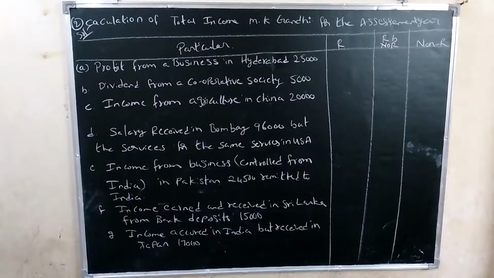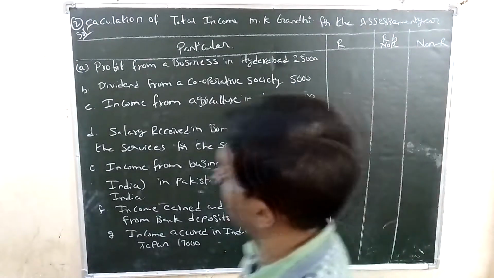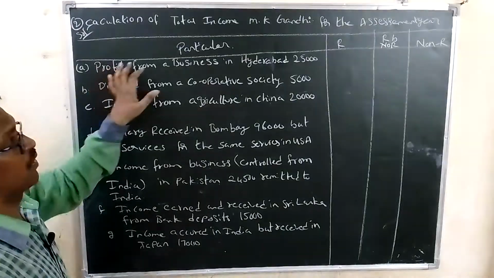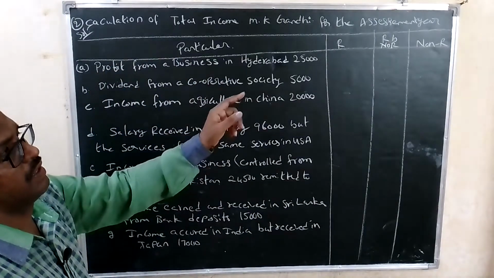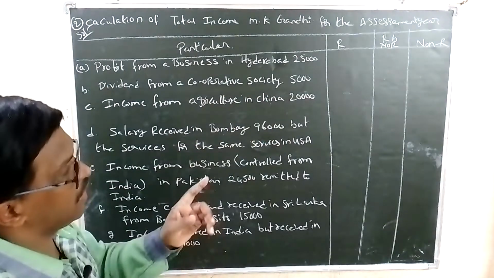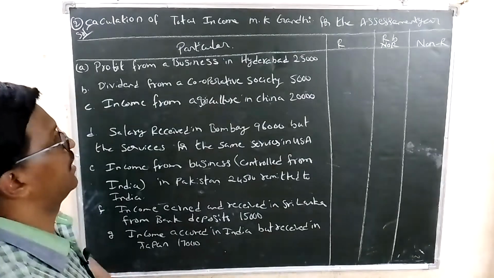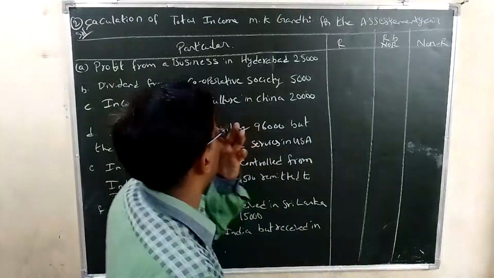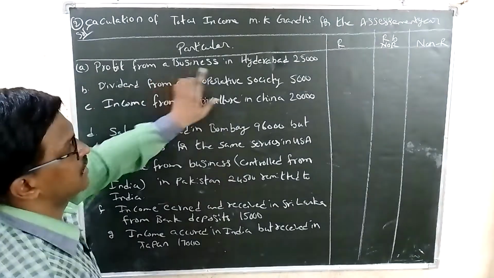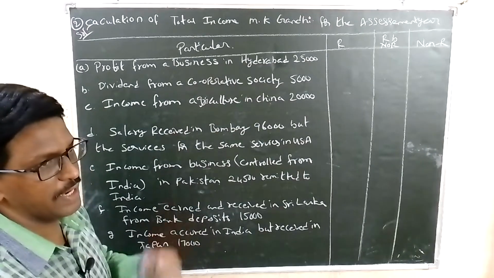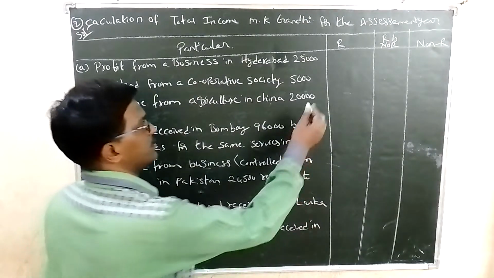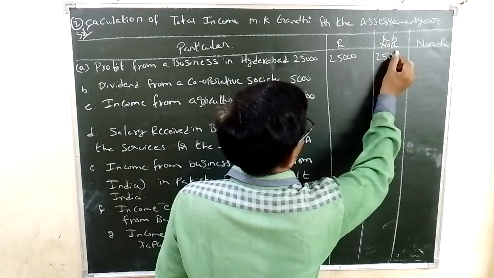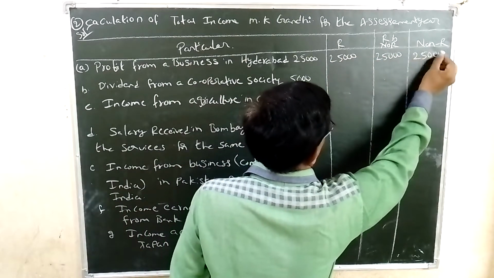Solution. Calculation of total income of M.K. Gandhi for the assessment year. Particulars: resident, resident but not ordinarily resident, and non-resident. Profit from a business in Hyderabad means earned in India, received in India, 25,000. It will be taxable under three categories.